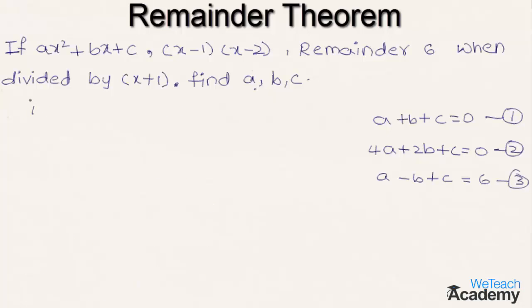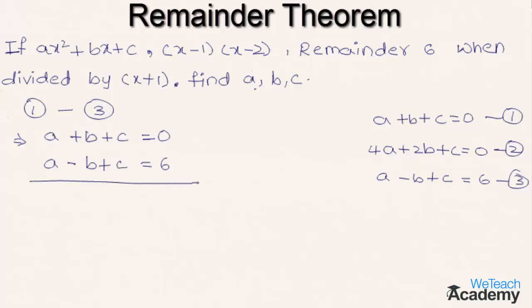In order to find the value of b, first let us subtract the equation 3 from equation 1. We have the equation 1 as a plus b plus c is equal to 0, and the equation 3 as a minus b plus c is equal to 6. Now let us subtract these both equations. So the signs of a, b, c get changed. The sign of plus a would become minus a, and minus b would become plus b, and plus c would become minus c. Here plus a and minus a get cancelled, and plus b would be 2b, and the terms plus c and minus c also get cancelled. And coming to the RHS side, 0 minus 6 would come as minus 6.